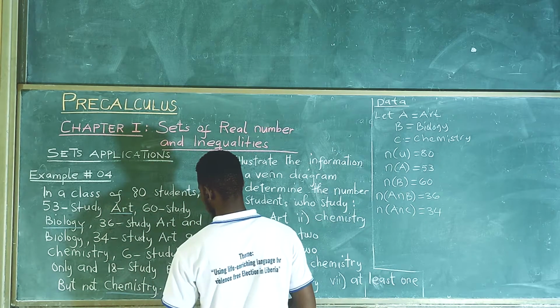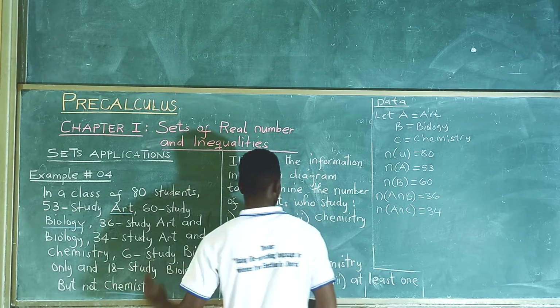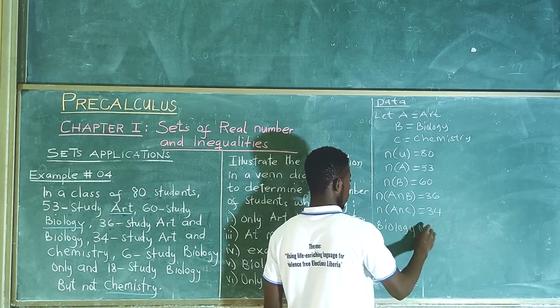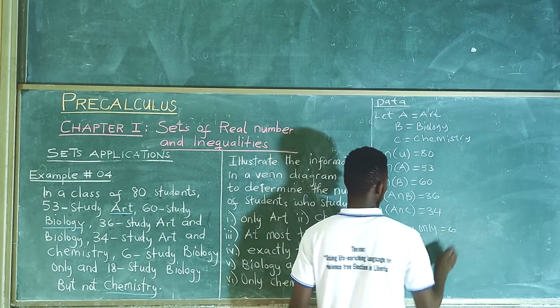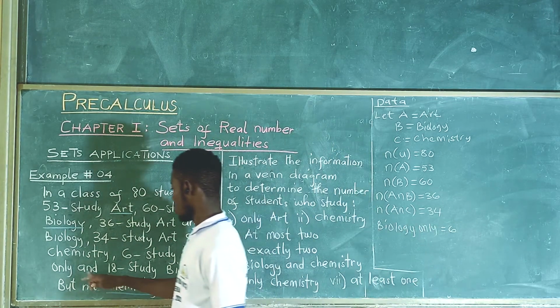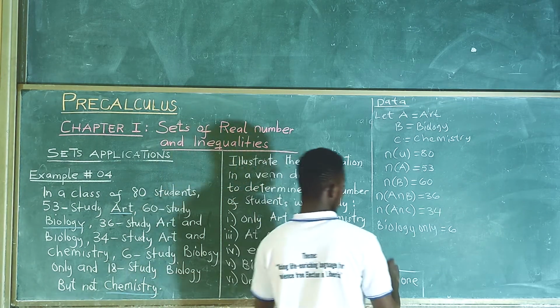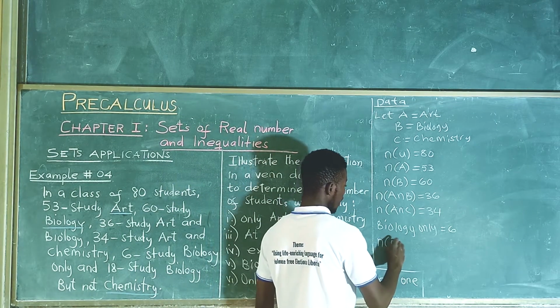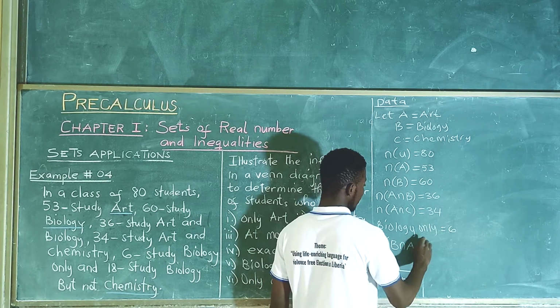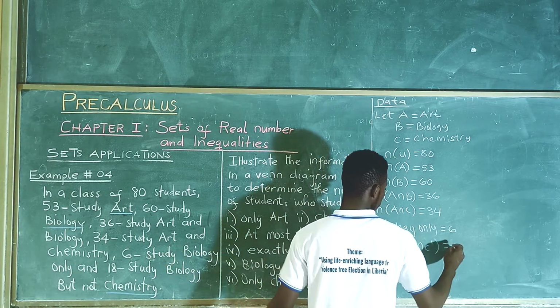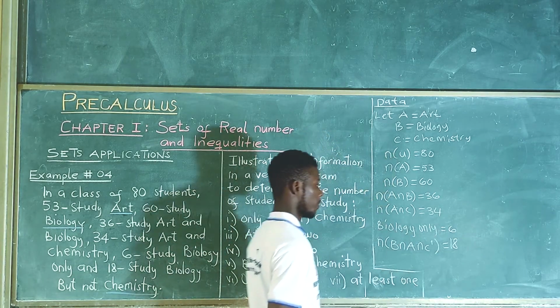6 students study biology only, so biology only equals 6. 18 study biology but not chemistry, so the number of students who study biology but not chemistry equals 18. We have 18 students there.